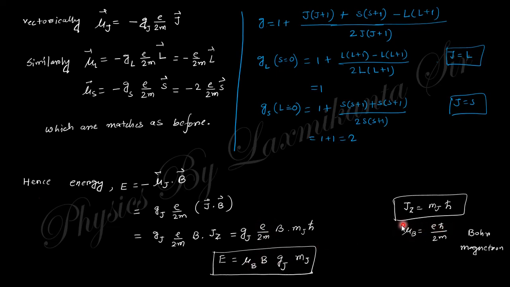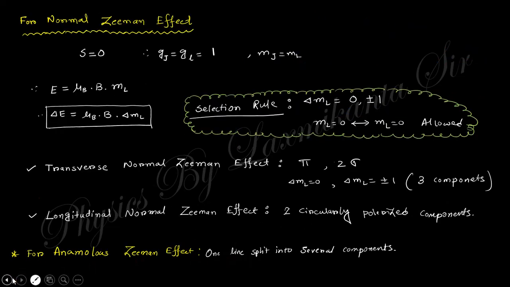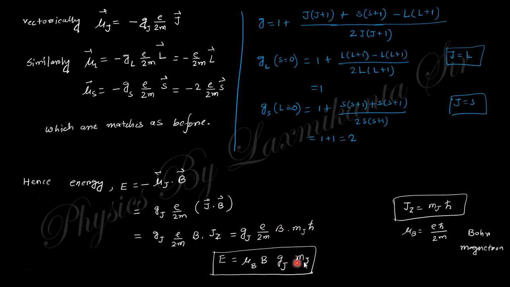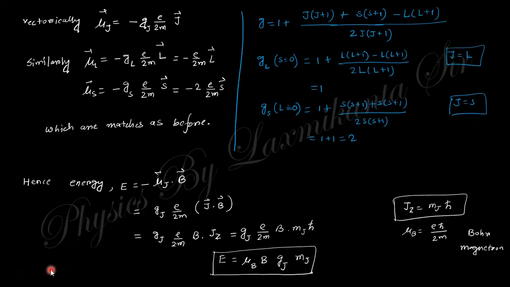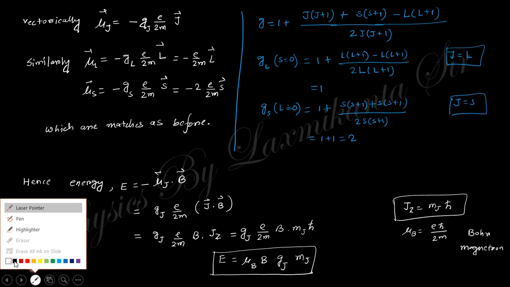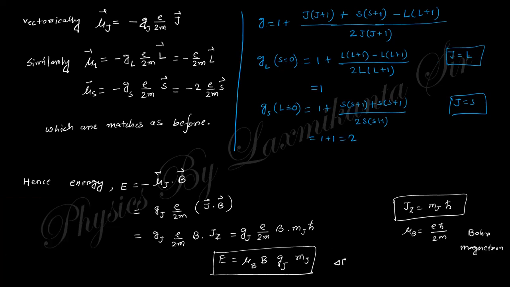Mu B is the Bohr magneton, 1.907 times 10 to the minus 7. Okay, so this is the Bohr magneton, and you will get this energy value. Now the separation is nothing but the delta E. If you write down E like that, delta E equals mu B B delta Mj. For the energy transition, delta E is nothing but mu B B Gj delta Mj.